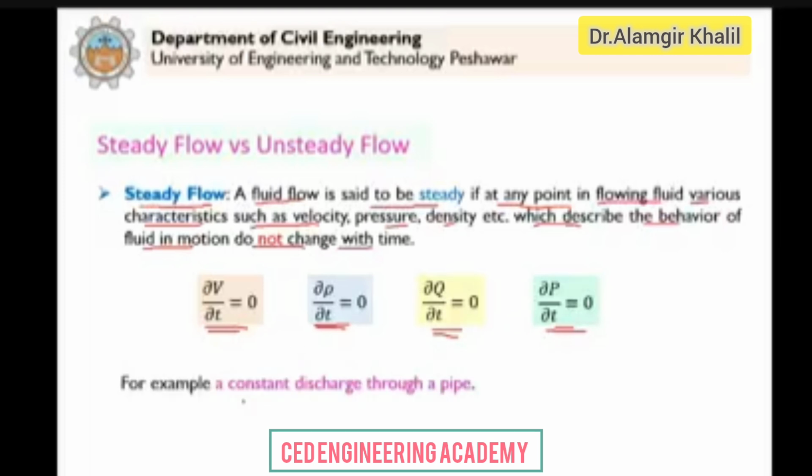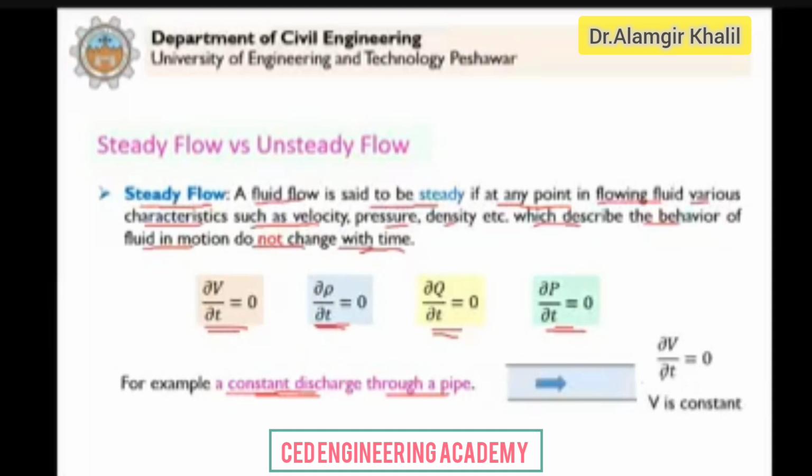We have studied so many examples so far, and all of them were steady flow conditions. A simple example is a constant discharge through a pipe. When we have a pipe and the rate of flow is not changing with respect to time, let's say at 8 a.m. the discharge is, for example, 10 cubic meter per second. And then after 1 hour, after 2 hours, it is still 10 cubic meter per second. So the discharge is not changing. It is constant with respect to time. Clear? So we can classify this as a steady flow condition.